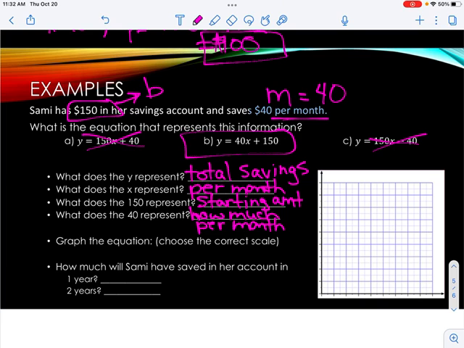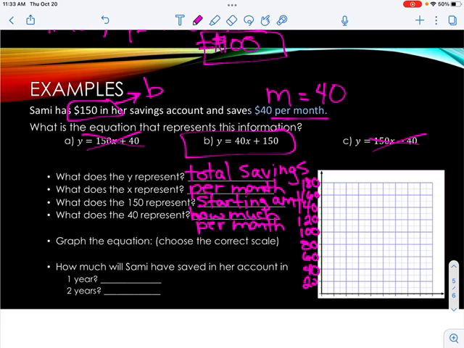So it wants me to graph this. So I start off now. If you notice, that scale is quite a bit different. So I'm going to count by, let's go by 20. So 20, 40, 60, 80, 100, 120, 140, 160, 180. Okay, so I start there.